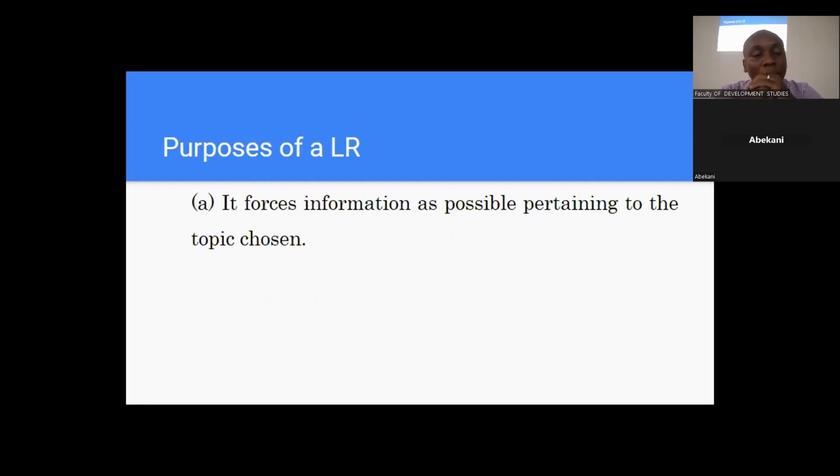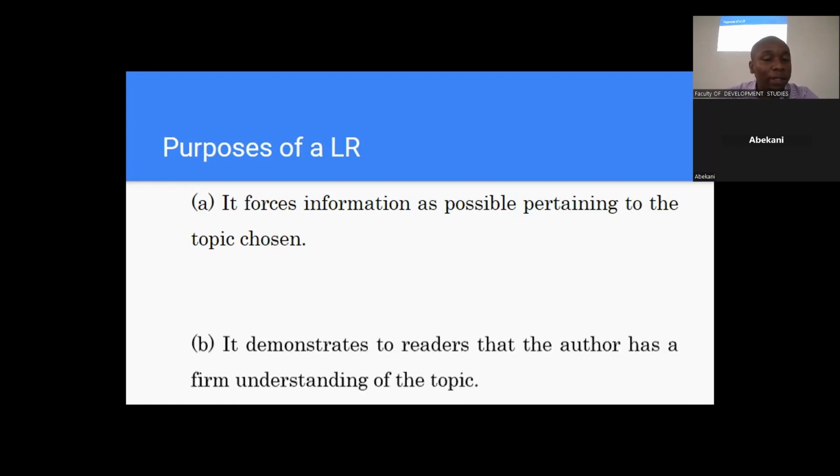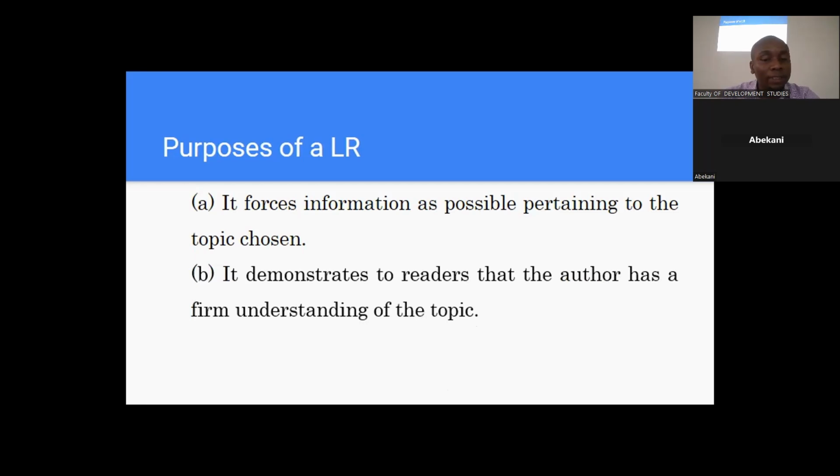The purpose is it forces information as much as possible pertaining to the topic chosen. So it gives you a lot of information on the topic you have chosen. The first way to get to know a lot of information on your topic is going to the literature. It demonstrates to readers that the author has a firm understanding of the topic. So if your literature is good, it shows that you really understand your topic.